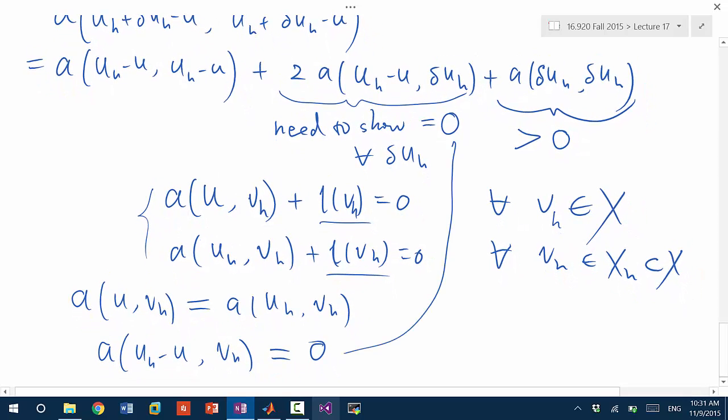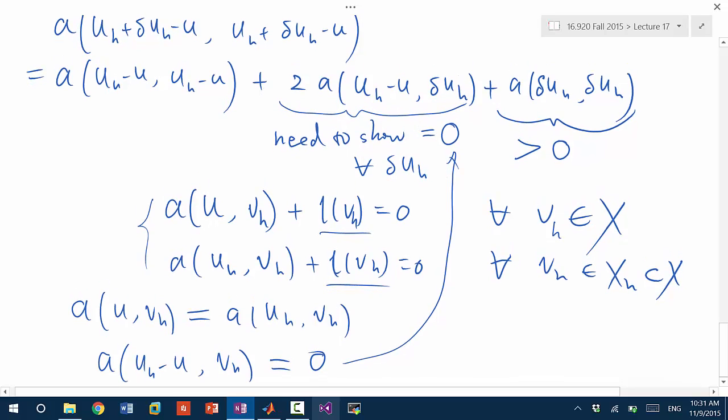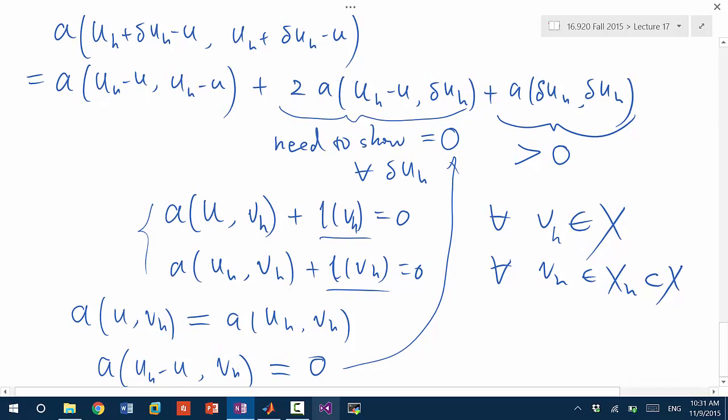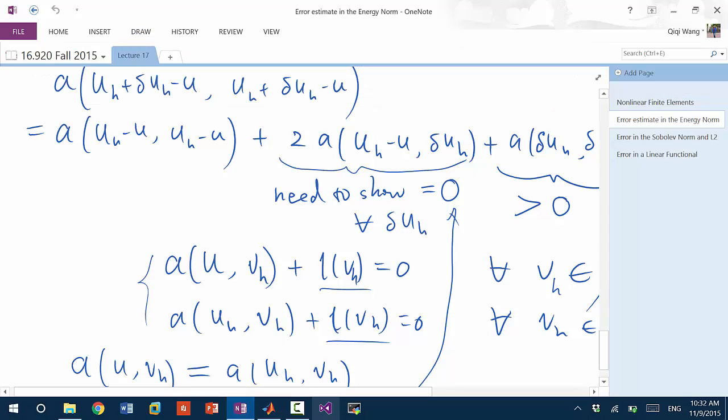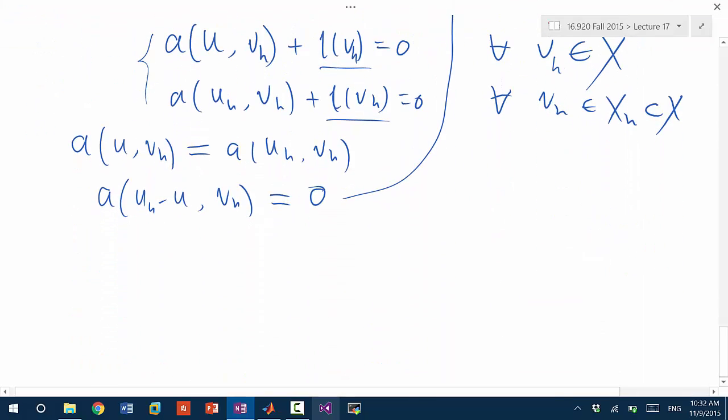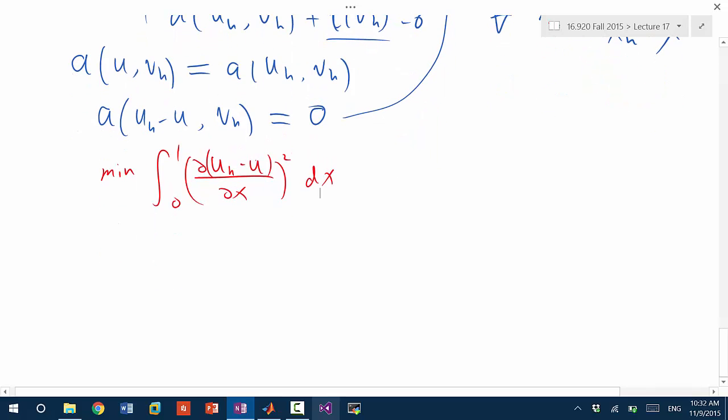So that gives me that, and then combined with the fact that A of delta UH and delta UH has to be greater than 0, it shows us that any perturbed solution is going to have a bigger error in the energy norm than the finite element solution. Or the finite element solution is the best possible within the particular XH. So going back to our incredibly accurate finite element example, this shows that my UH actually minimizes the integral from 0 to 1 of the partial of UH minus U with respect to x, squared, dx. And of course we can basically do integration by parts and figure that out.